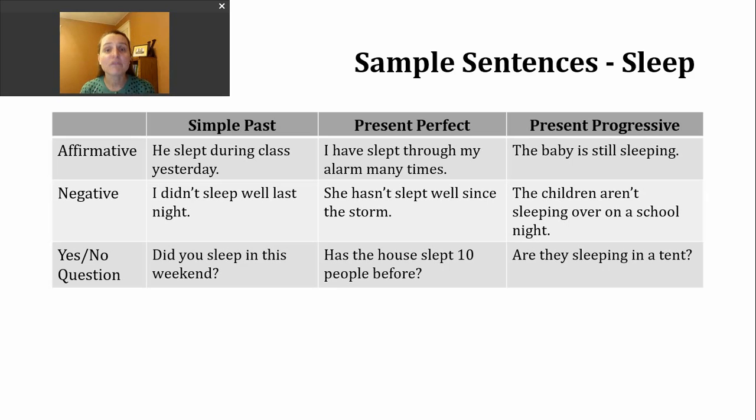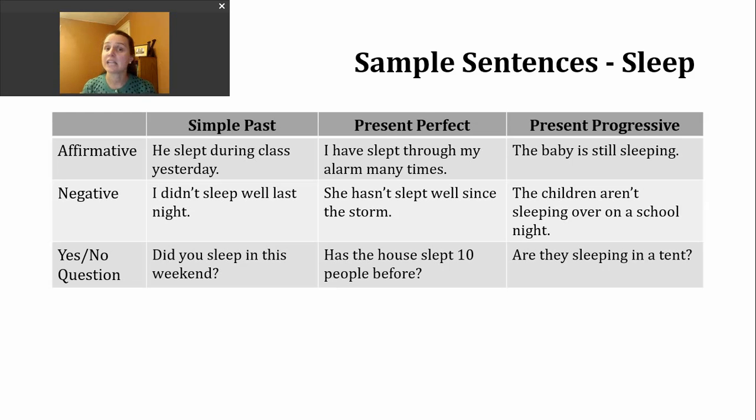To make a sentence in the affirmative in the simple past tense, we're going to use this irregular form of the verb, slept. And this is going to be true no matter what our subject is. Here's an example sentence. He slept during class yesterday. If I want to make a negative sentence in the simple past tense, I'm going to use did not and then the base verb. This is the same structure no matter what our subject is. Here's an example sentence. I didn't sleep well last night.